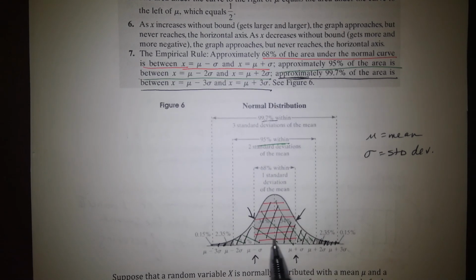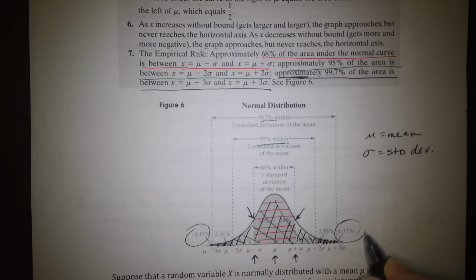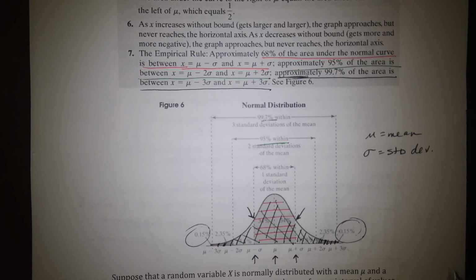And that's going to total 99.7%. So since this is 95% in the middle, that would leave 2.35% for each of these tails, which then leaves 0.15% in the little tails on the very outside that we didn't include in our empirical curve.